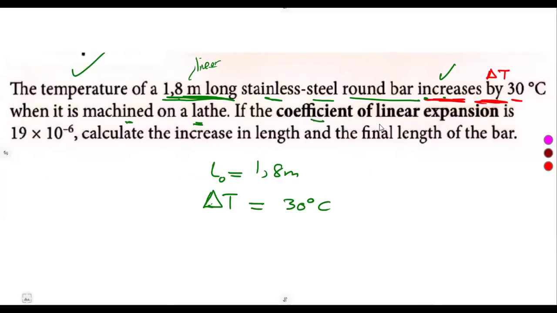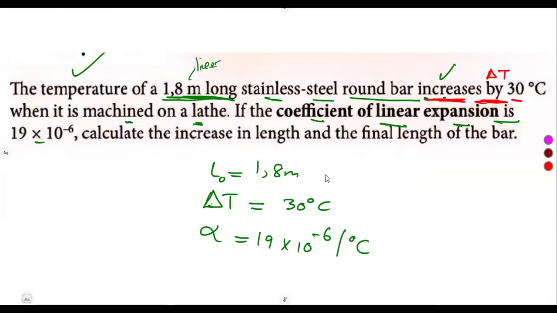When it is mentioned on a lathe, if the coefficient of linear expansion is given as 19 times 10 to the exponent of -6, we know that it is per what? Per degree Celsius. Calculate. Let's go again to the question. Calculate the increase in length.